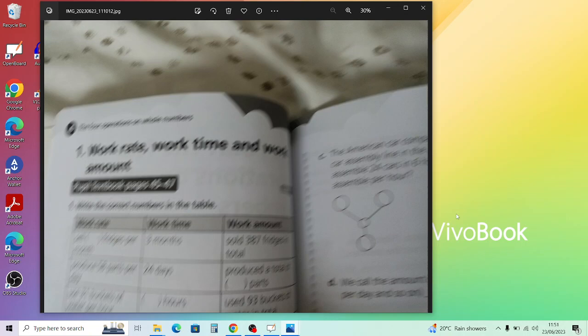Work time is 3 months. Work amount is 387 fridges in total. So the work rate is always going to be work amount divided by the time. Rate is usually to do with time. That's why it says per month, per day, etc. So you have to work out 387 divided by 3. And if you want to work out the work amount, then it's the other way around.